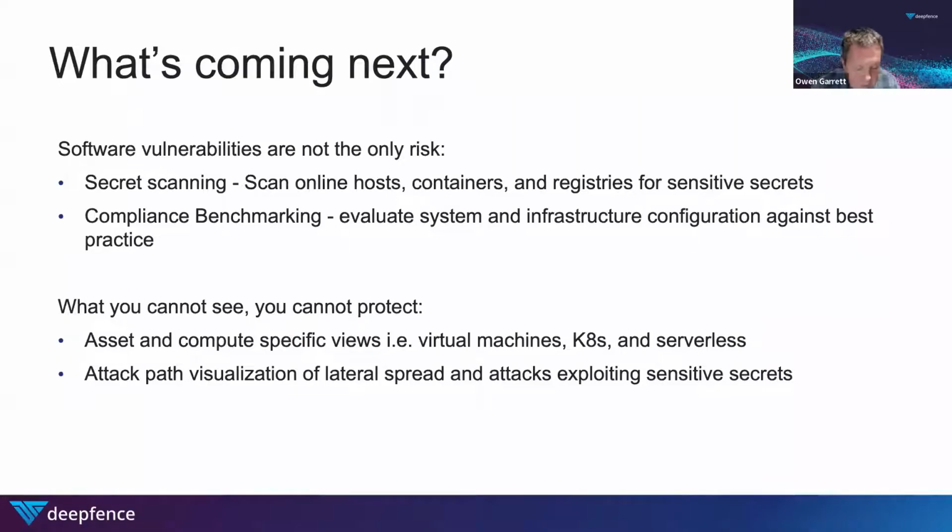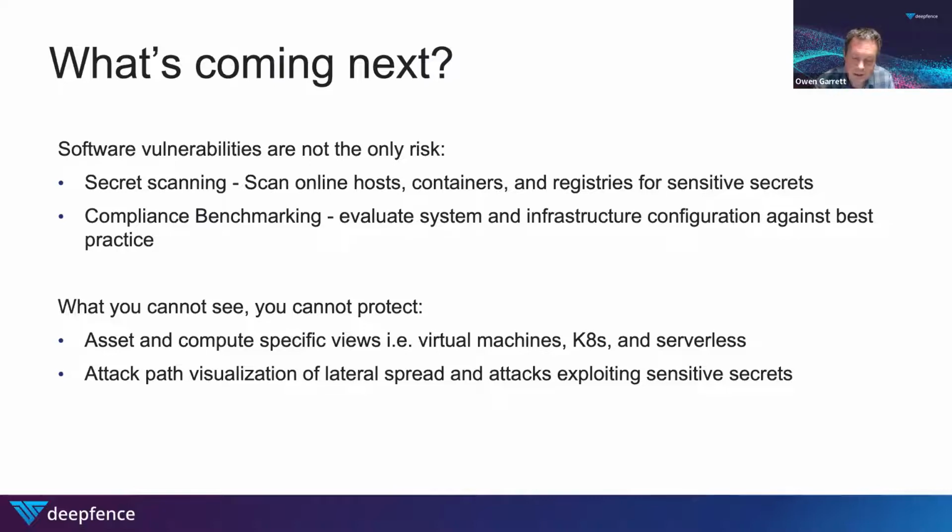What's coming next in the ThreatMapper project? Software vulnerabilities are not the only risk that your cloud native applications face. Unprotected secrets, API keys, passwords, authentication tokens, those can sometimes find their way into containers, into workloads, onto hosts inadvertently. It's very easy to overlook those. And an attacker who gains sufficient access to one of those workloads may then be able to locate such secrets and use those to spread laterally.